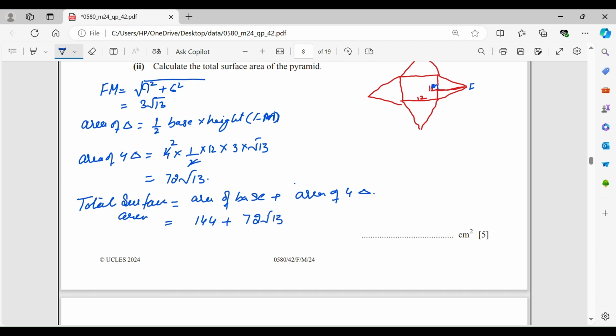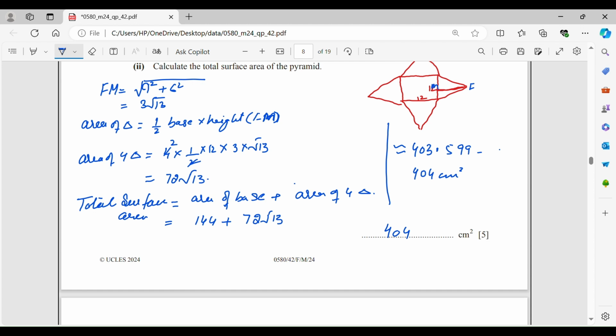Let's use the calculator for this. 144 plus 72 root 13 will be equal to 403, approximately 403.599. So in 3 SF I will take 404 centimeter square. This is 404 centimeter square. This is our answer.